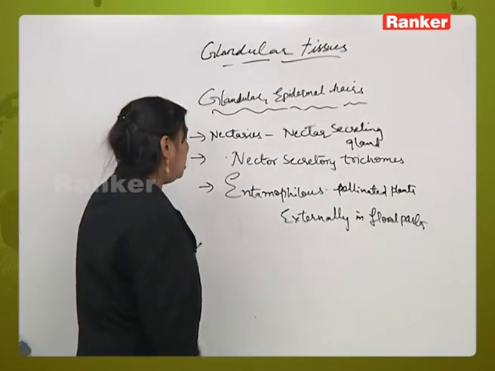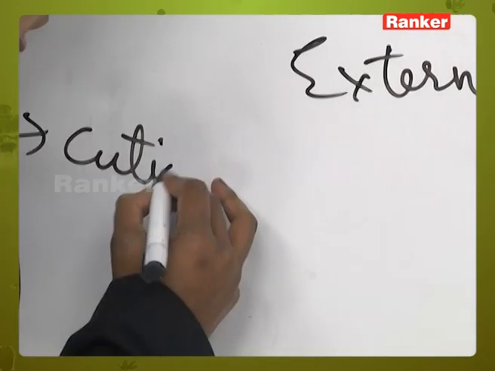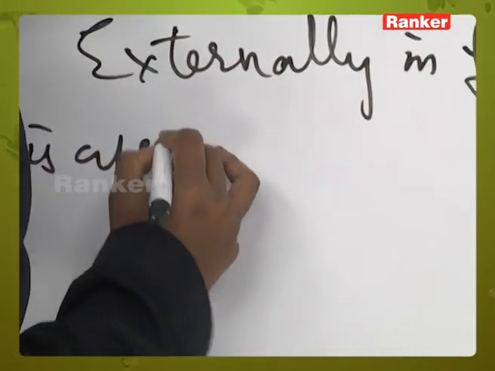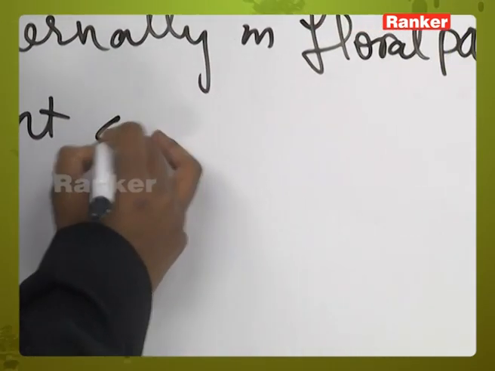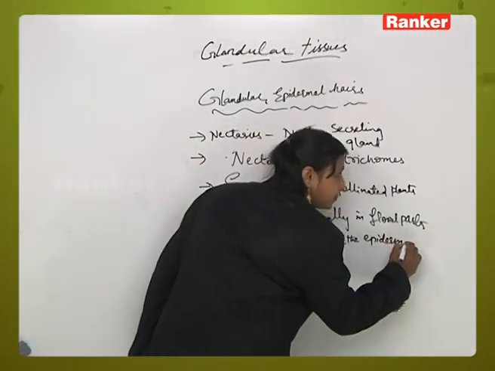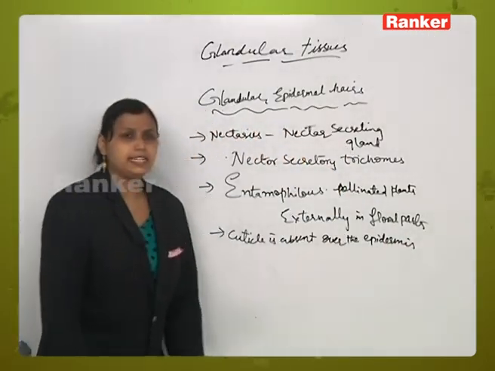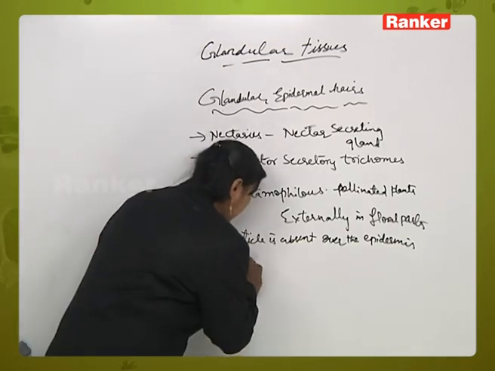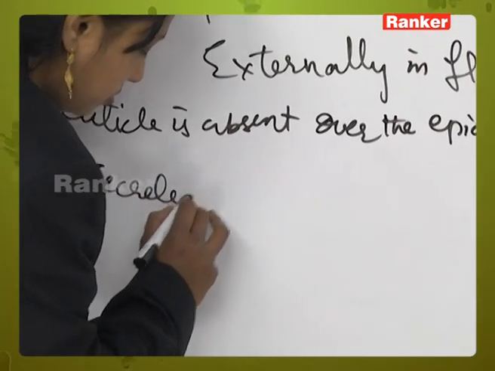In these nectaries, the cuticle is absent over the epidermis. Nectar is secreted out from the cell wall.